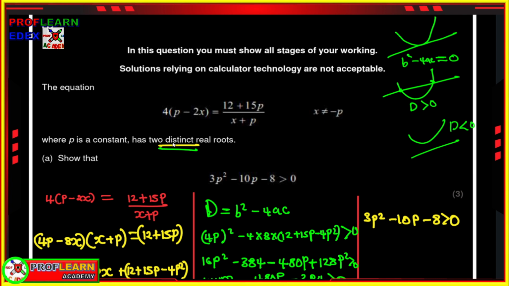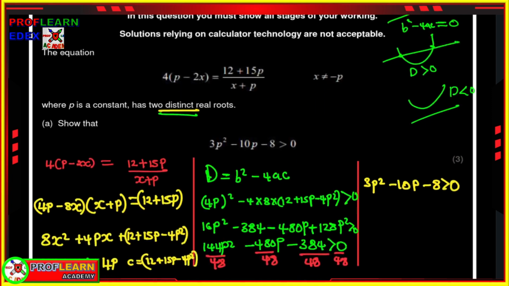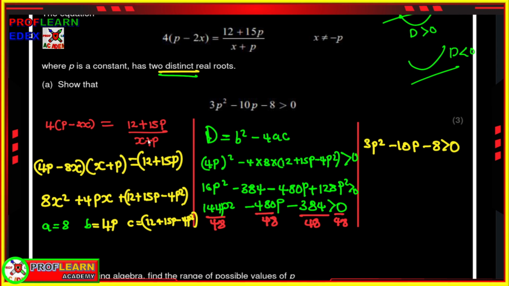Where p is a constant, has two distinct roots, then it means that the discriminant here is going to be greater than 0. Then we're going to multiply both sides by the denominator, and we shall form a quadratic equation. Our quadratic equation here is 8x squared plus 4px plus 12 plus 15p minus 4p squared. The whole of this is a constant, and that is the value of our c.